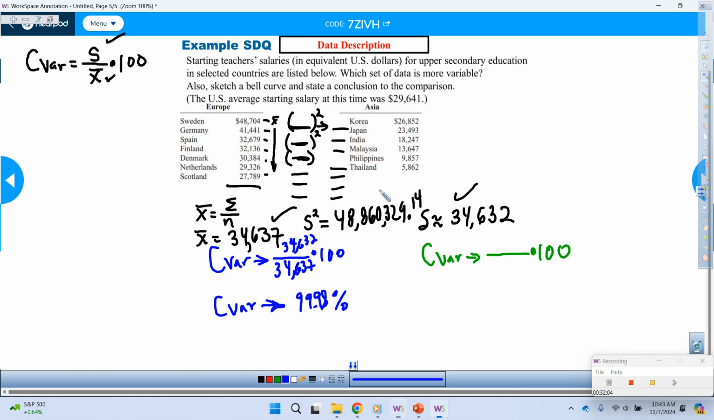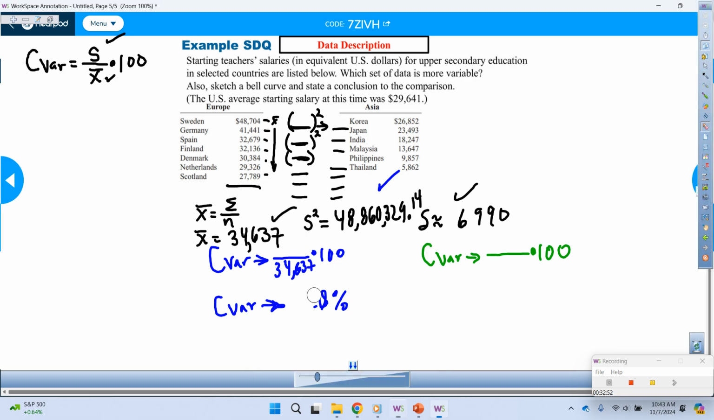I think there's a mistake somewhere here. I just wanted to say it out loud. So where do we get 34,000? The mean is 34,637. Okay, so what is our standard deviation? Oh my goodness. Okay, 6,000 what? 6,990. 6,990, like that? All right, that sounds a little bit closer to what we need.